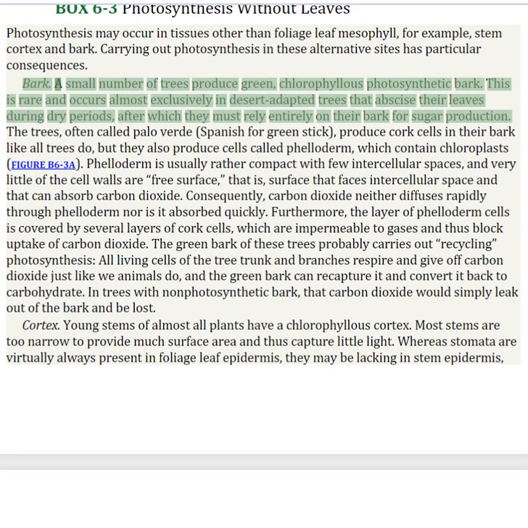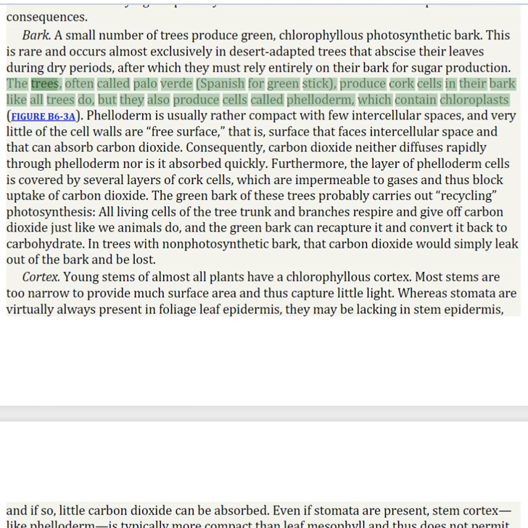Bark. A small number of trees produce green, chlorophyllous photosynthetic bark. This is rare and occurs almost exclusively in desert-adapted trees that shed their leaves during dry periods, after which they must rely entirely on their bark for sugar production. The trees, often called palo verde, produce cork cells in their bark like all trees do, but they also produce cells called phelloderm, which contain chloroplasts.